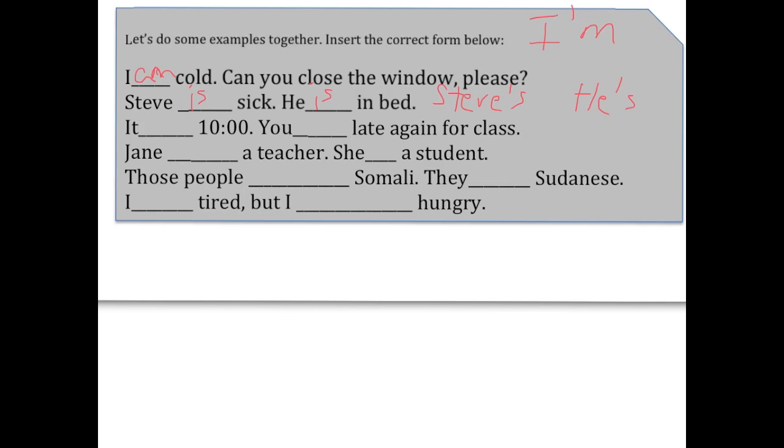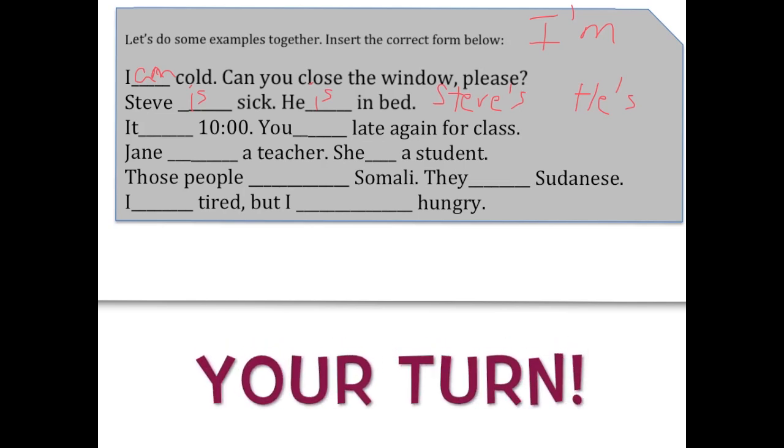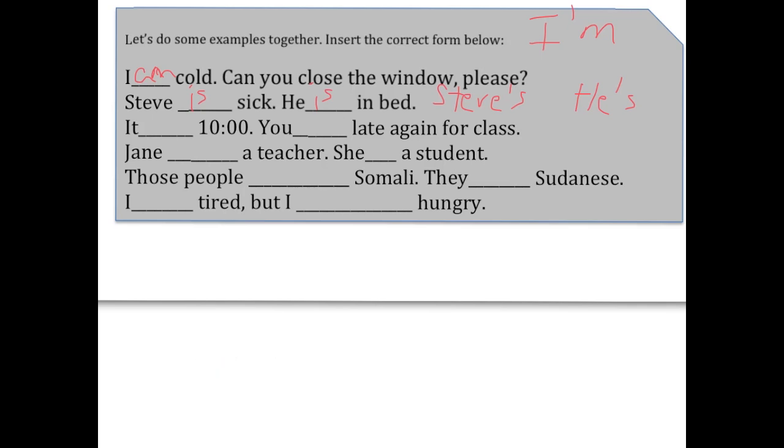It blank 10 o'clock. You blank late again for class. Let's see. You do it a little bit more this time on your own. For it, you should be thinking it is. For this part, I'm going to write it's 10 o'clock. You blank late again for class. Now, a lot of times in English, you're going to hear you're. That's you're late again for class.